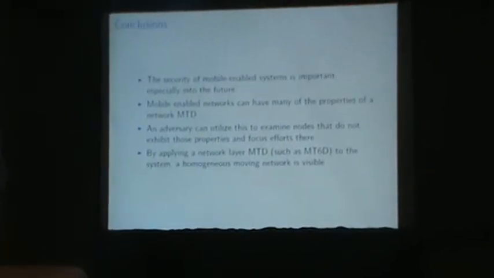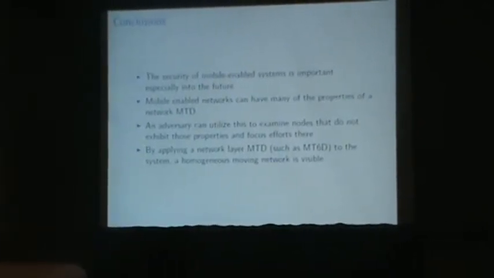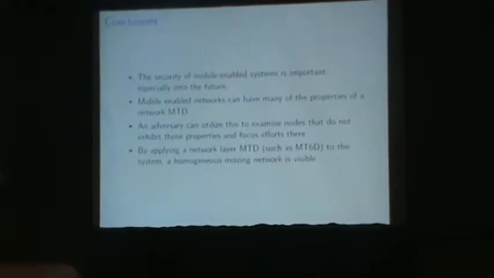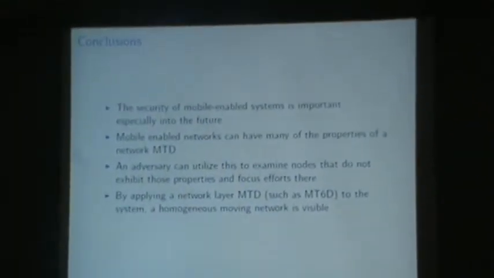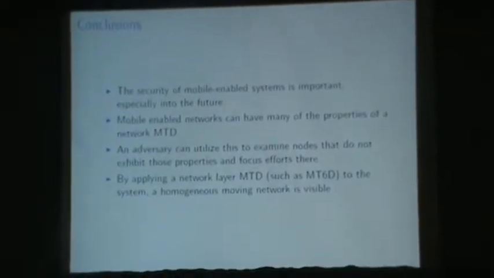But an adversary who understands the network but is outside of it can analyze the network and look for static nodes that don't have these properties. So you have to explicitly apply a network MTD to the system to create a homogeneous outside, ever-changing attack surface so that the attacker can't find a single node to hammer away at.